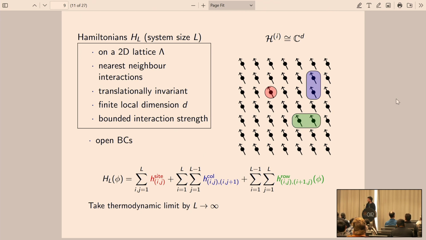And so what our task is going to be is we're going to have to give these terms H site, H col, and H row, which are 1 and 2 body respectively. And then they get combined into a Hamiltonian as on the board with open boundary conditions. And the thermodynamic limit can be taken by taking the lattice size to infinity.